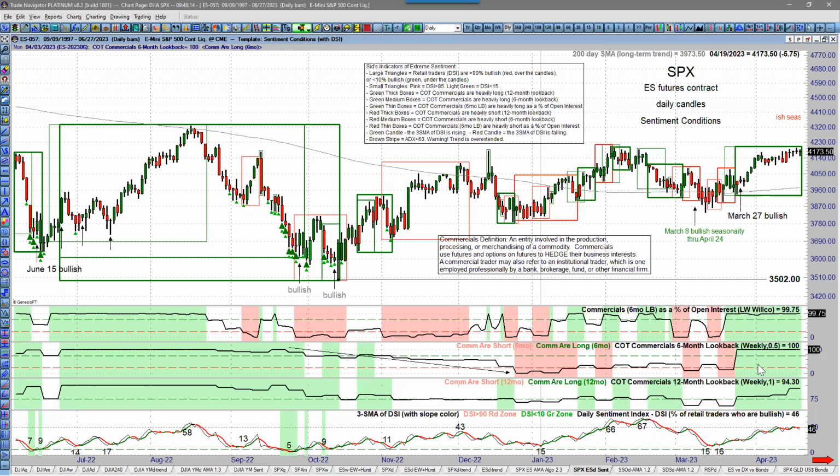But the longer term positioning of commercials is shown by the 6-month look back and the 12-month look back. So at these lows right here, commercials were still in a green zone on a 6-month look back and a 12-month look back. That means they were about as long, as bullish, as they had been at any time in the last 6 months and at any time in the last 12 months. So the commercials were bullish at that low. Retail was deadly bearish. That is a perfect storm of bullish sentiment.